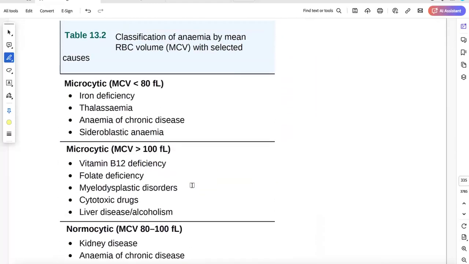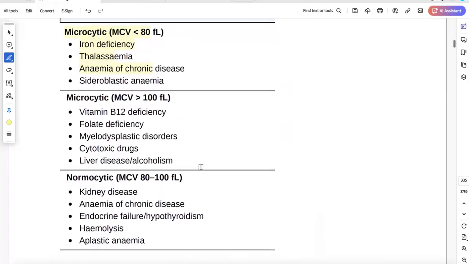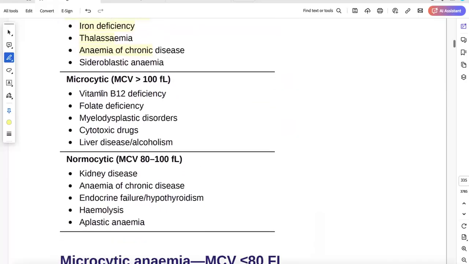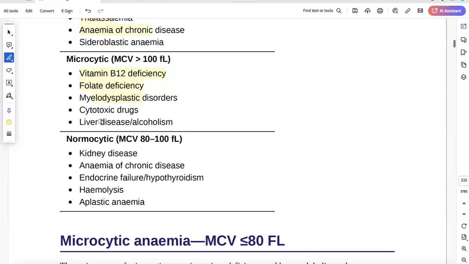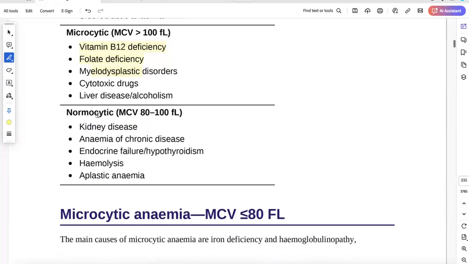Now, each of the divisions has some specific causes. For microcytic anemia, the most common cause is iron deficiency, followed by thalassemia. Then it could be anemia of chronic disease. Macrocytic should be B12 deficiency. It is wrong over here, it should be macro. So macrocytic: B12 deficiency, folic acid deficiency, sometimes myelodysplastic syndrome, and some other conditions like alcohol and liver disease can cause it.